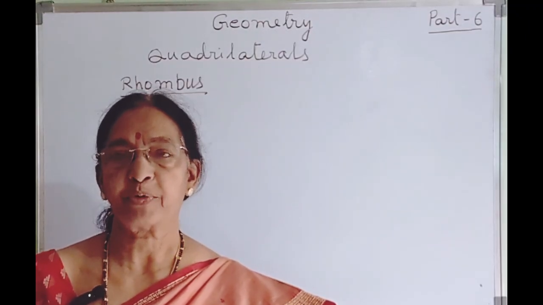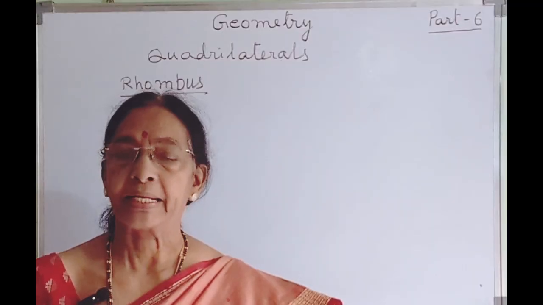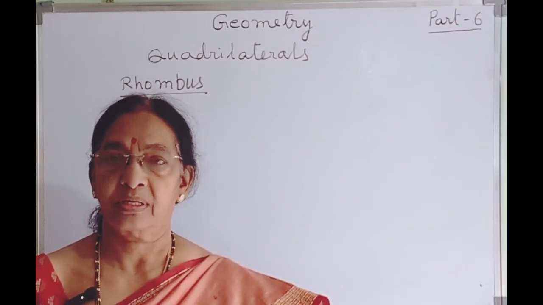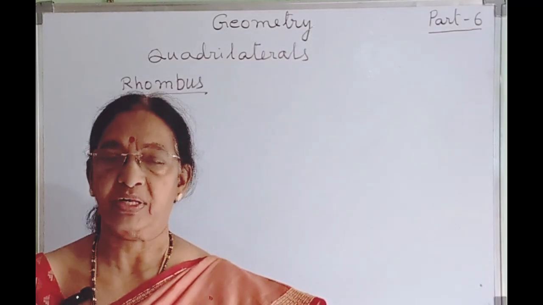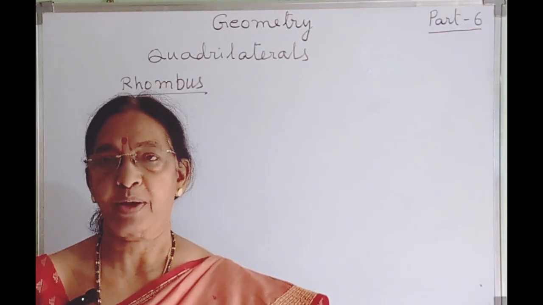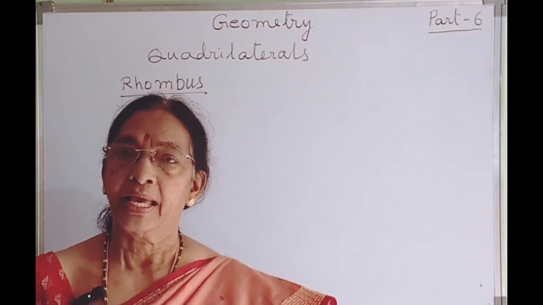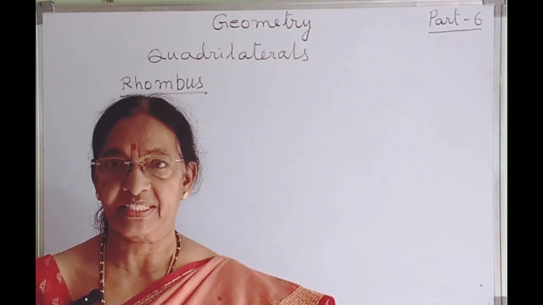Today we will discuss rhombus and solve some problems on rhombus. A rhombus is a quadrilateral in which both pairs of opposite sides are parallel and equal. All four sides of a rhombus are equal, opposite angles are equal, and the diagonals perpendicularly bisect each other.